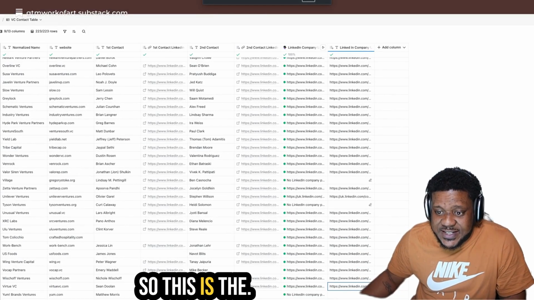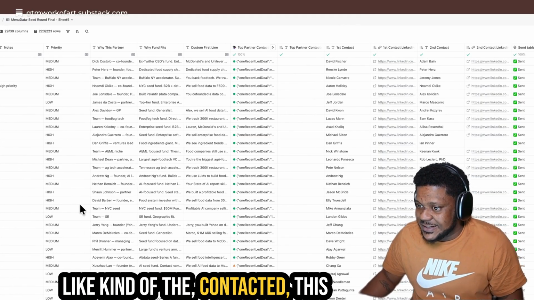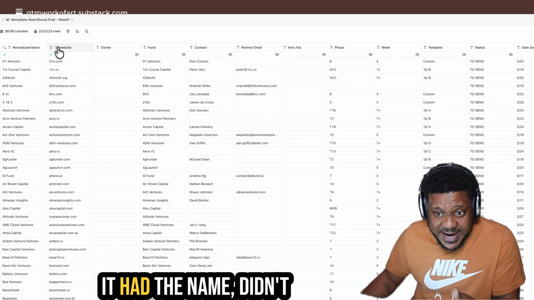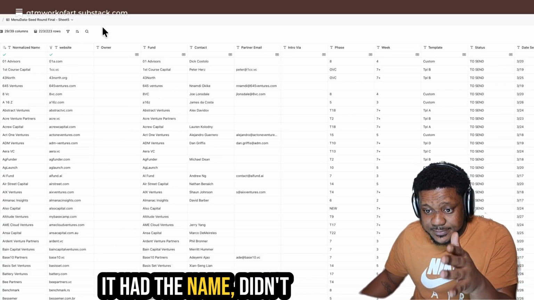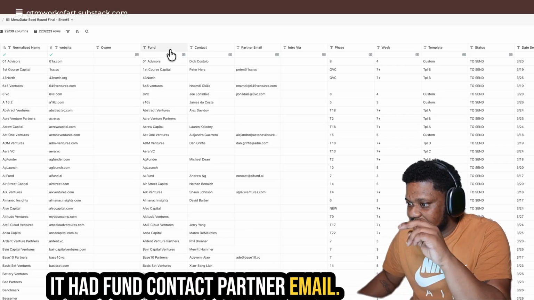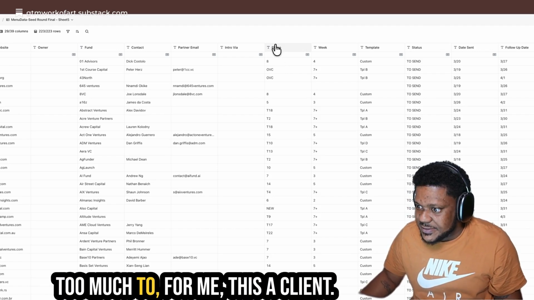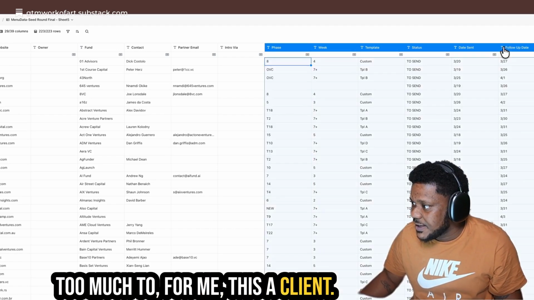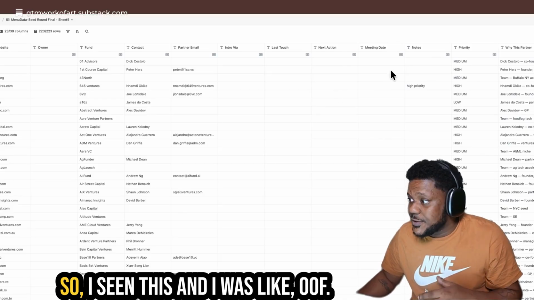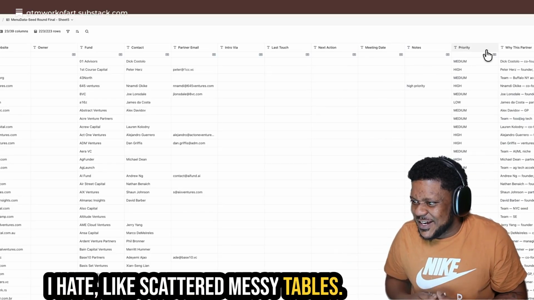This is the table that they gave. It had the name, didn't have the website. It had fund, contact, part of the email. That's about it, and this isn't really too much for me. That's fine. All right, so I saw this and I was like, I hate scattered messy tables.